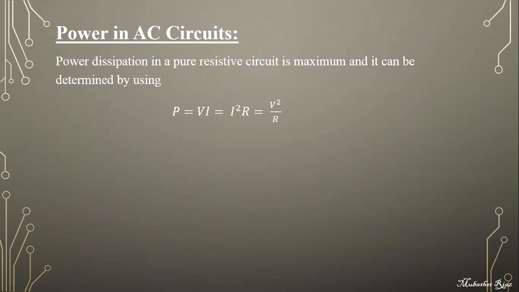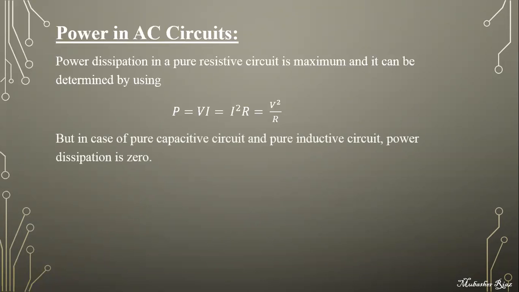But these mathematical forms are applicable only when V and I, voltage and current, they are in phase. If they are out of phase, then these equations are not applicable. So in case of pure resistive circuit, power dissipation is maximum, and it can be determined by using P is equal to VI. In case of pure capacitive circuit and pure inductive circuit, power dissipation is always 0.